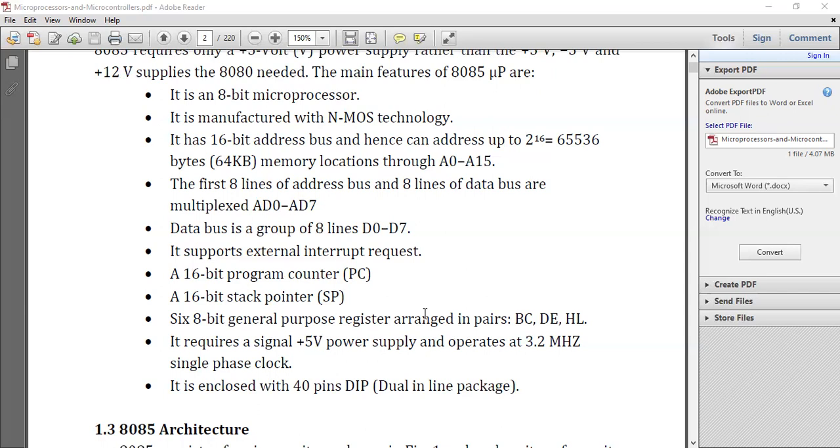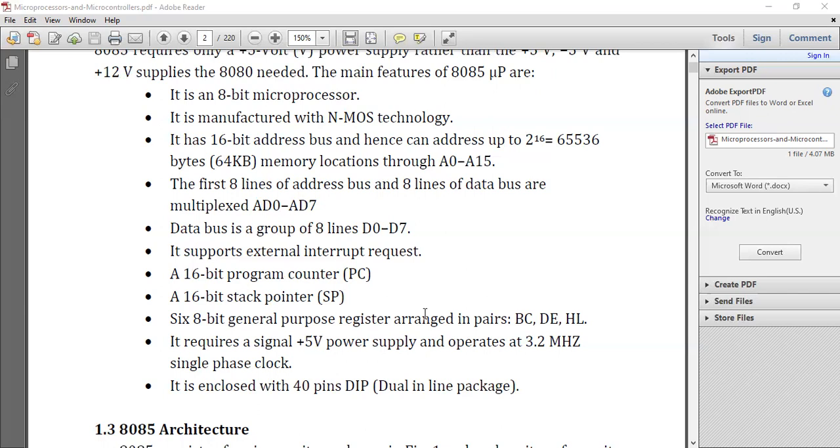It supports external interrupt requests. It has special function registers called program counter and stack pointer, and it has six 8-bit general purpose registers arranged in pairs like B, C, D, E, H, L. B consists of 8 bits, C consists of 8 bits, D consists of 8 bits, like that. That means every single register consists of 8 bits.